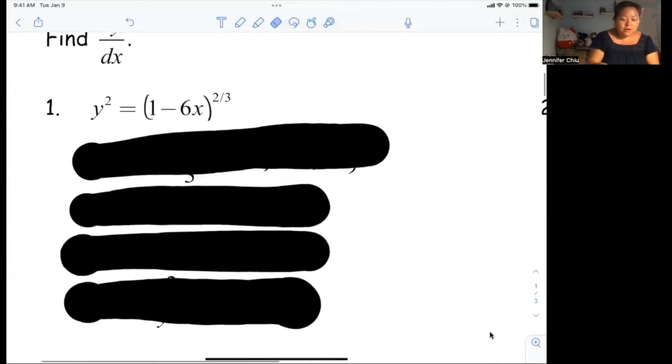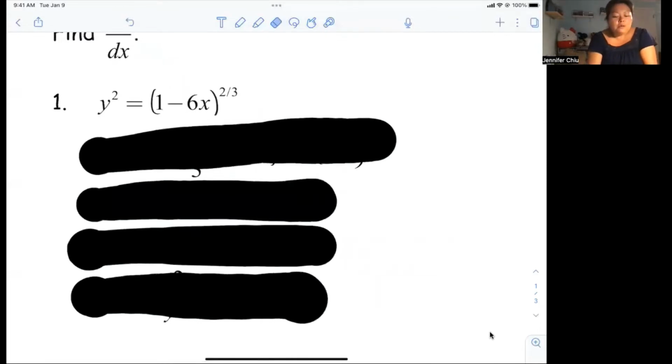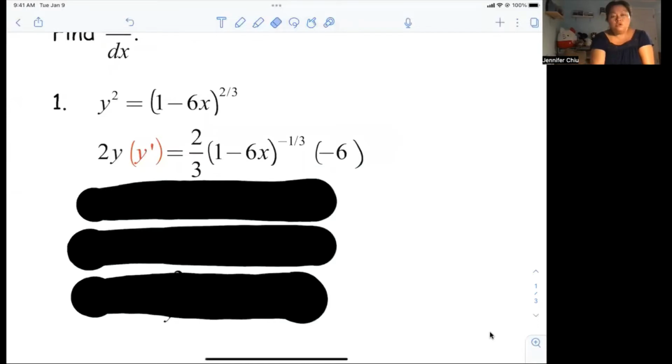So in the first problem here, I have y squared equals parentheses 1 minus 6x to the 2/3 power. So you're going to take the derivative on the left-hand side. You're going to treat this y squared like a normal variable, like an x squared. What do you normally do? You drop the 2 down, power rule, 2y. But because you dealt with a y here, you have to have a y prime with it. So 2y, y prime. And then on the right-hand side, you take the derivative as you normally do. So drop down the 2/3, and then parentheses 1 minus 6x, and the whole thing to negative 1/3 power. This is chain rule over here. And don't forget the inside here has a negative 6x, so you need to take out a negative 6 for the derivative.